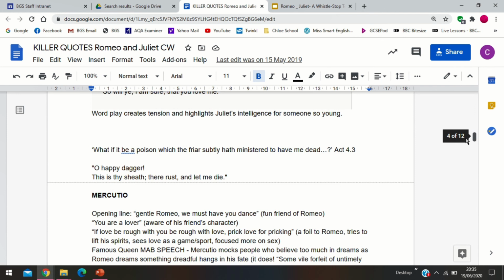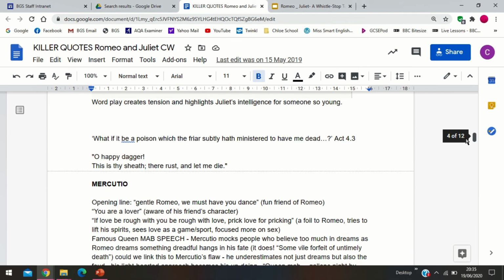And then in Act 4, we see her fear before she takes the drug. "What if it be a poison which the Friar hath subtly ministered to have me dead?" She's got enough intelligence about her that she realised that this plan is all going sort of terribly wrong. And what if the Friar just kills her to cover his own tracks? But she's so desperate she would rather die than be without Romeo anyway. So she takes the drug.